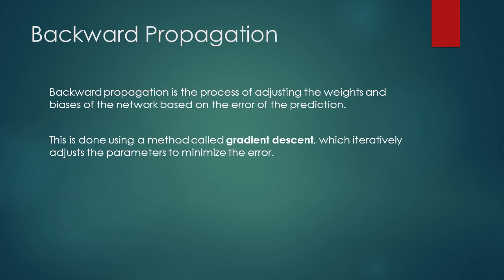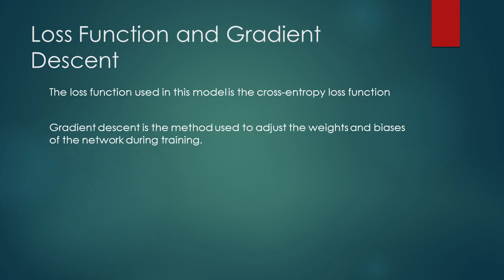Backward propagation is the process of adjusting the weights and biases of the network based on the error of the prediction. This is done using a method called gradient descent, which iteratively adjusts the parameters to minimize the error. The loss function used in this model is the cross-entropy loss function. Gradient descent is the method used to adjust the weights and biases of the network during training.